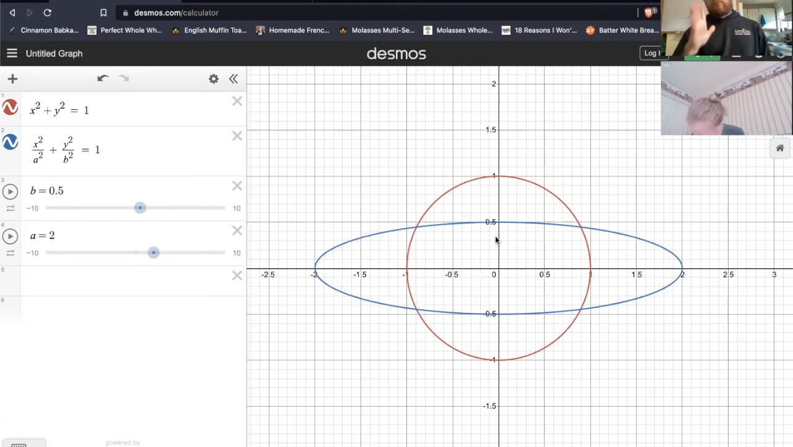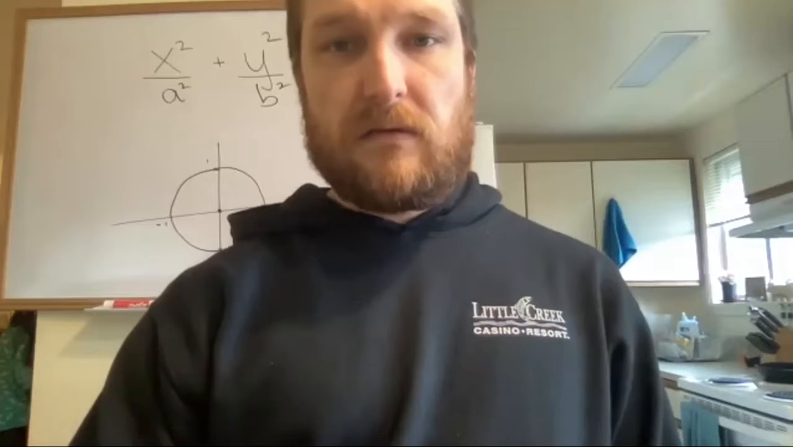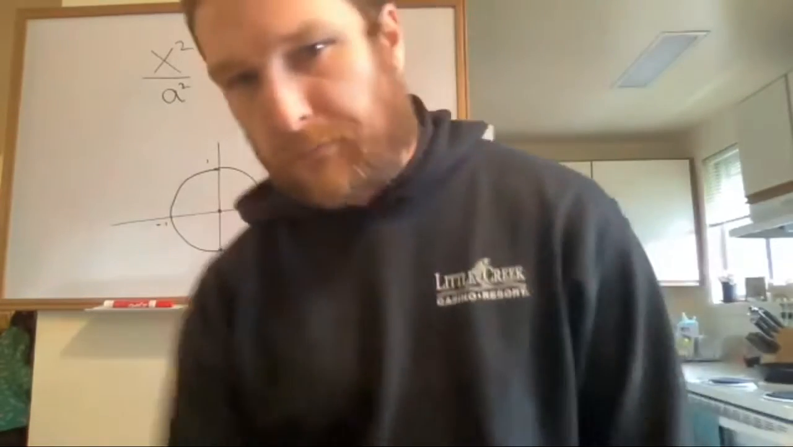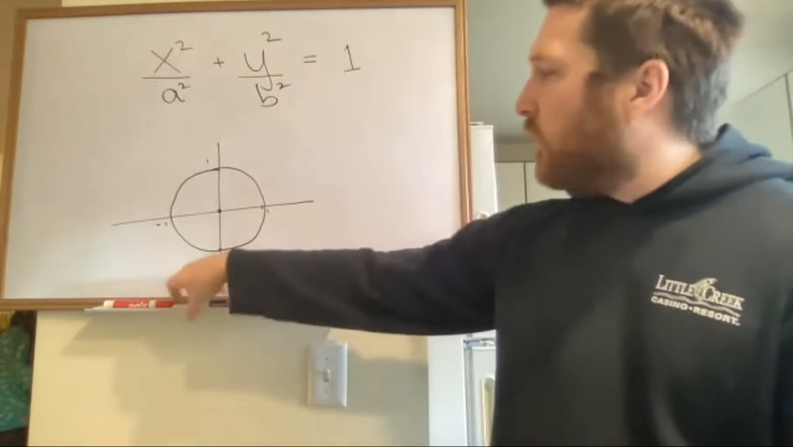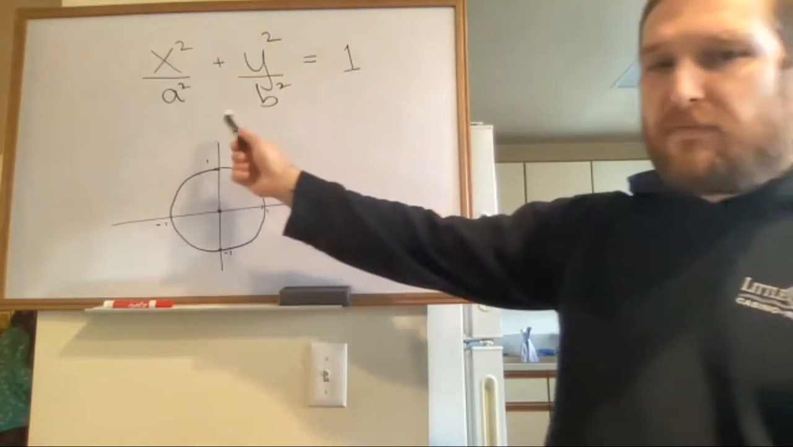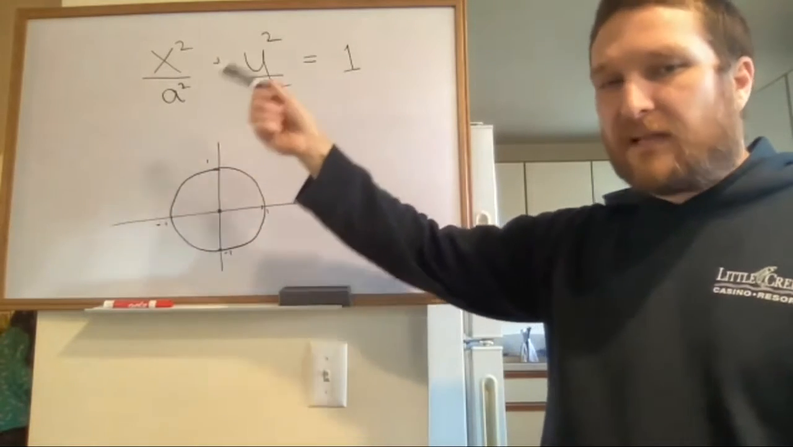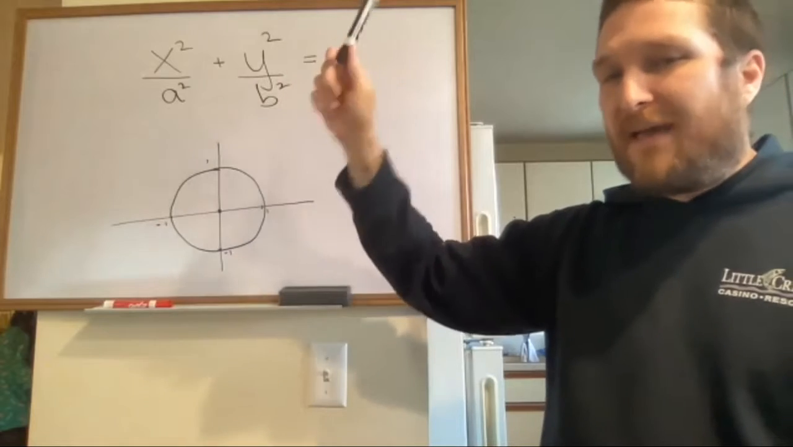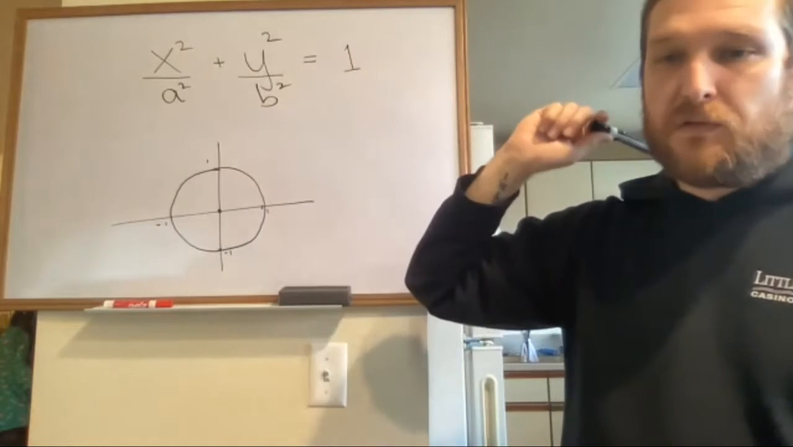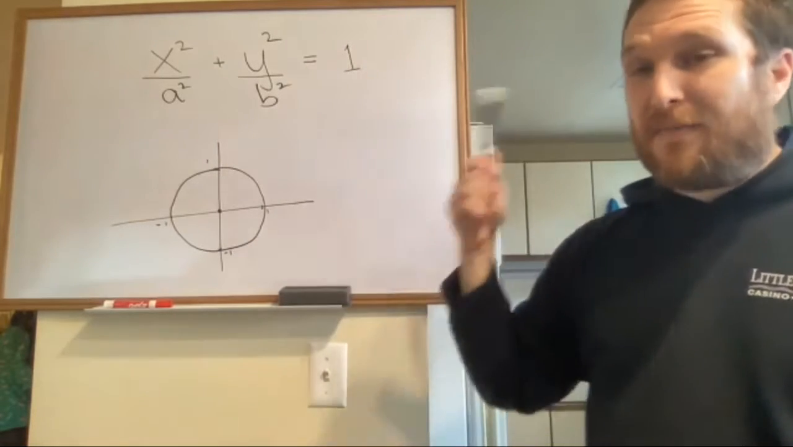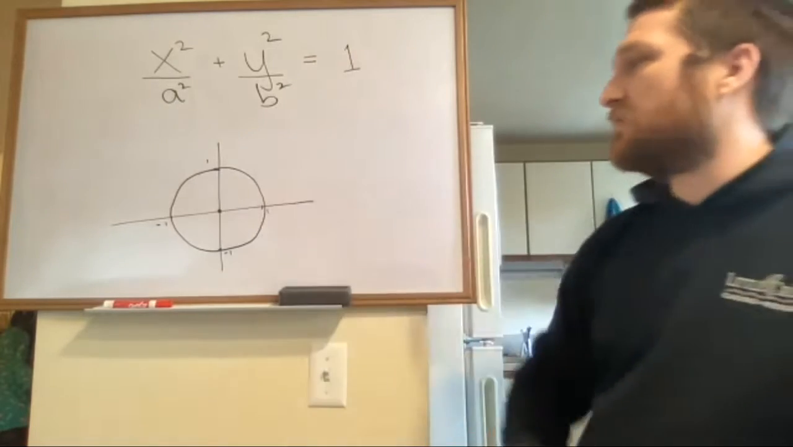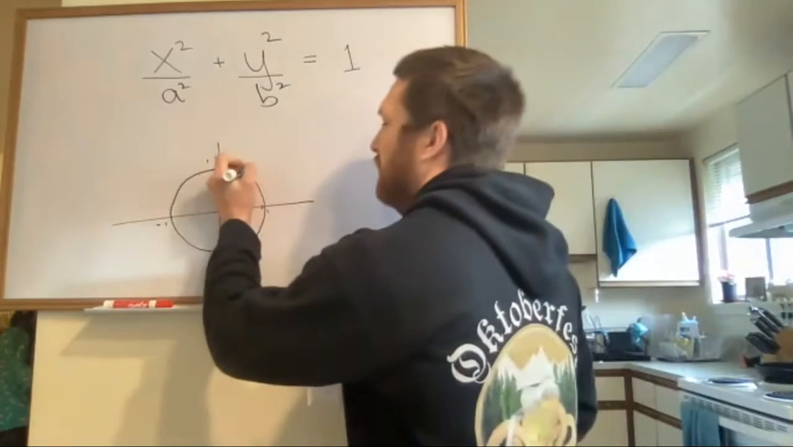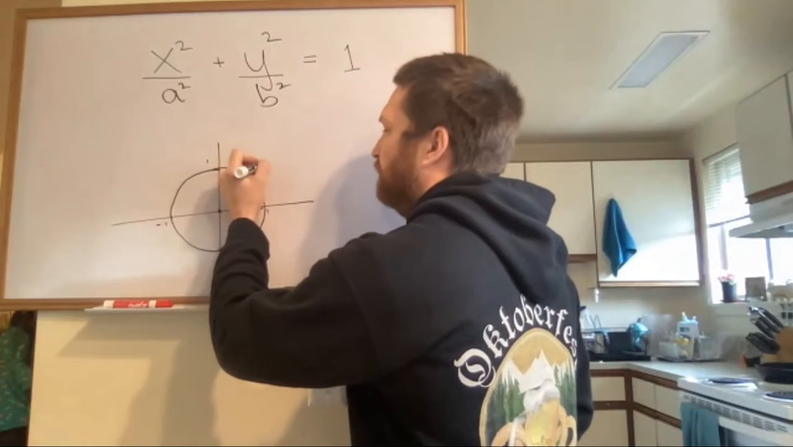So, okay, we've played with it on Desmos. Let's figure out why it's doing what it's doing. So here, like we said before, if a is equal to 1 and b is equal to 1, then we just have our regular old unit circle, x squared plus y squared equals 1.